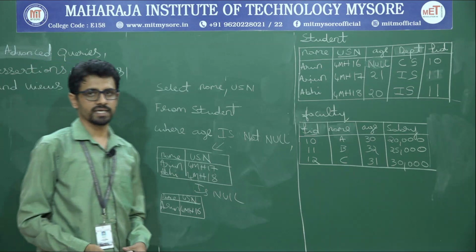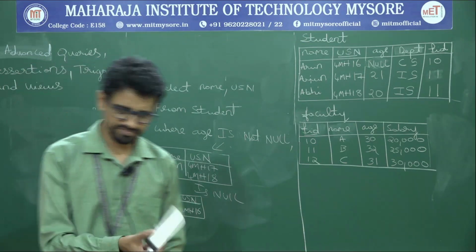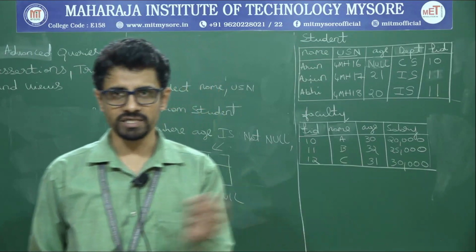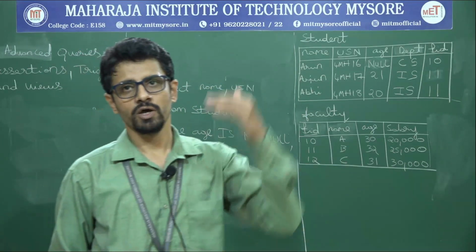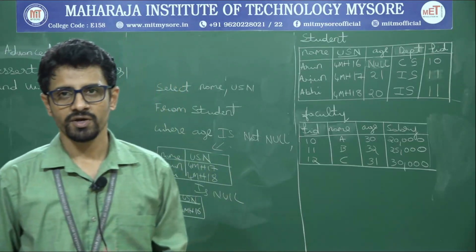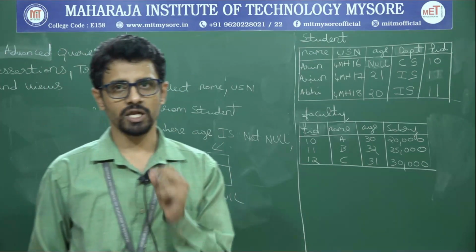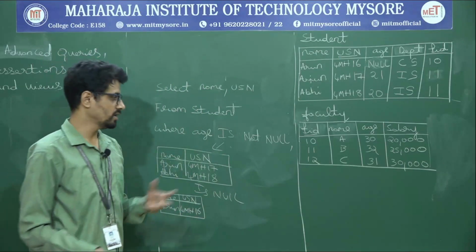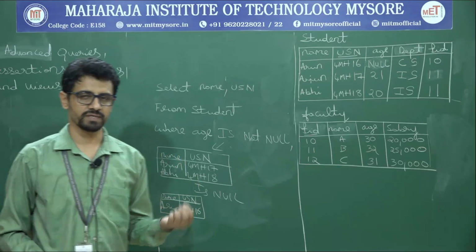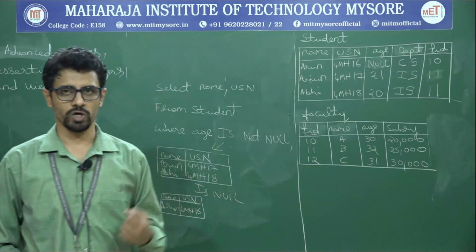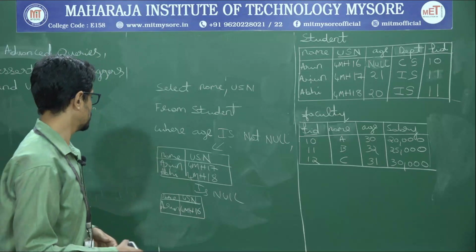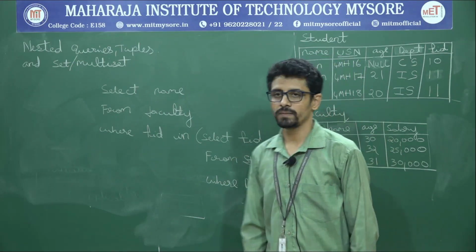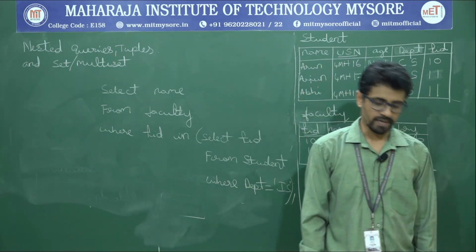Okay. So is null and is not null is a way of verifying whether an attribute value, for all the instances in a table, is null or not. So is null and is not null can be used easily to verify whether an attribute value is null or not null. Okay, good. Next we will see nested queries, tuples and set or multi-set comparisons.